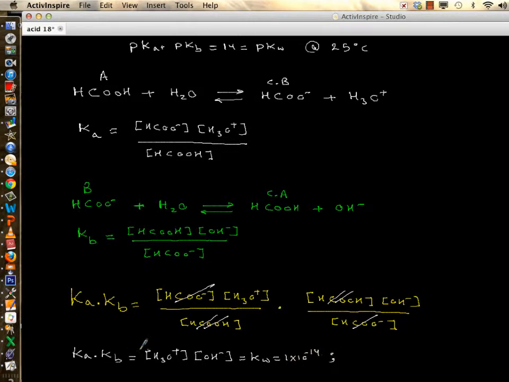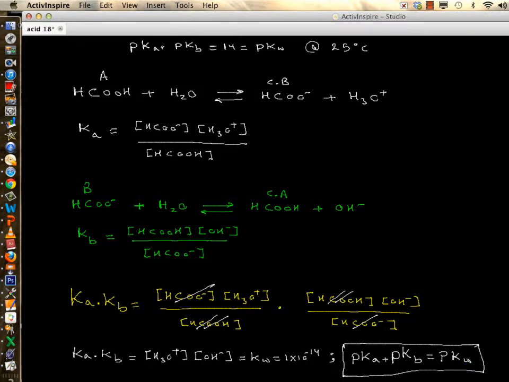Now, if you take the log of this both sides, you will get pKa. One of the rules for log is when you are multiplying, their logs get added up, plus pKb is equal to pKw. So this is true because the reactions, when you reverse them, they happen to follow this order.